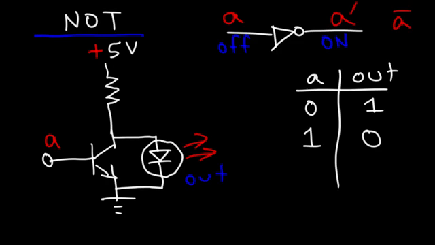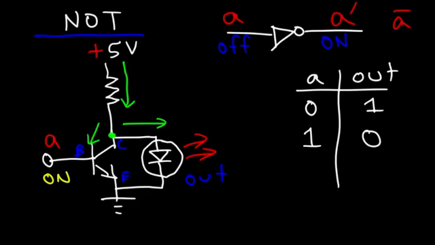So let's say the input A is in the on state. Will the LED be in the on state or the off state? Well, let's analyze it. Once we apply a voltage to the base of the transistor, current will be able to flow from the collector to the emitter. So current will flow from the positive 5 volts through the resistor. Now, once it gets to this point, it has two options. The current can flow to the right or it can flow to the left.